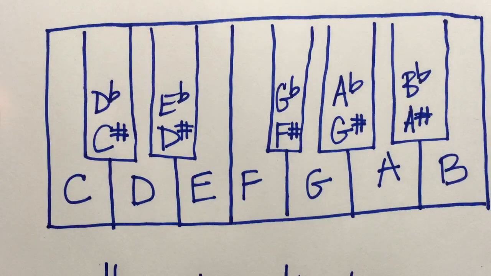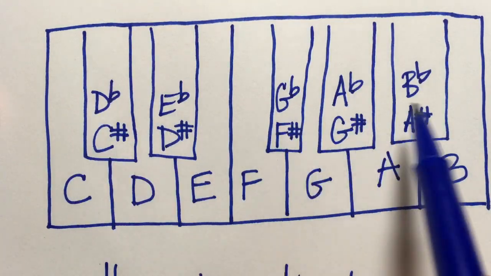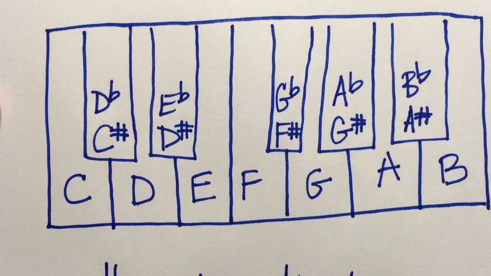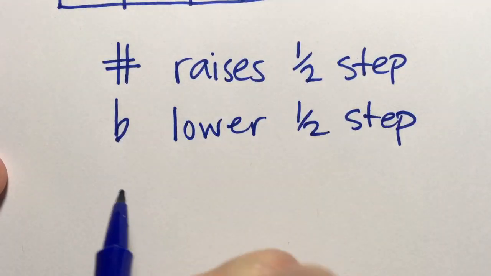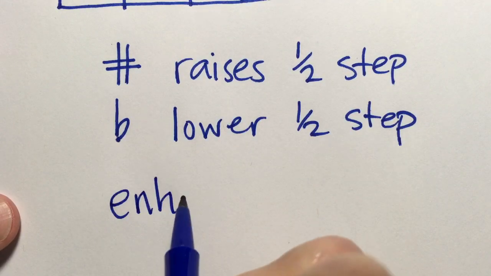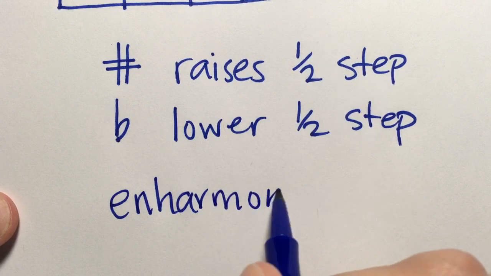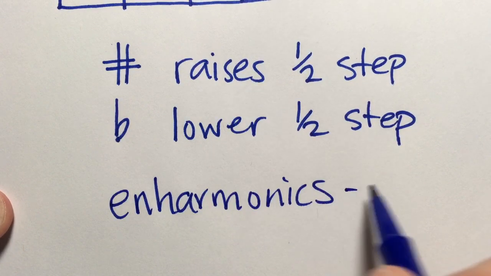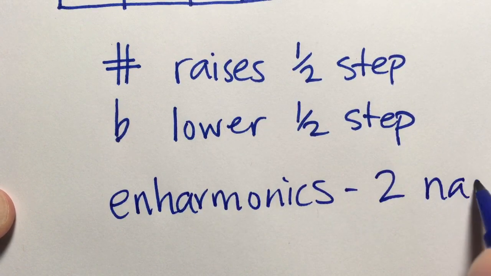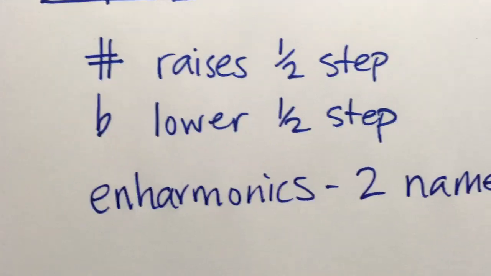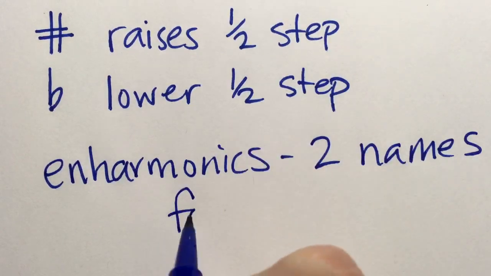Now you'll notice that all of these keys up here have two different labels on them. This is what we call enharmonics. Enharmonics means that you have two names for the same note.